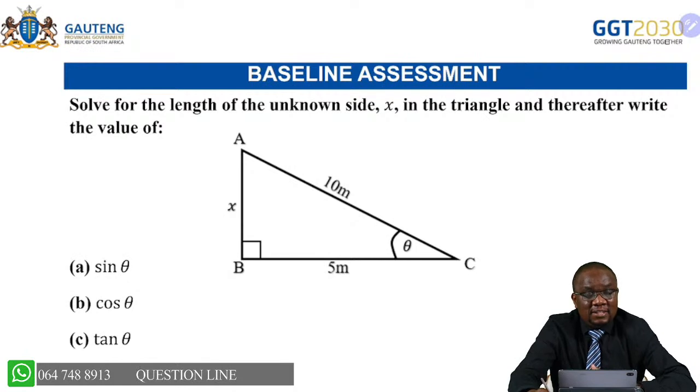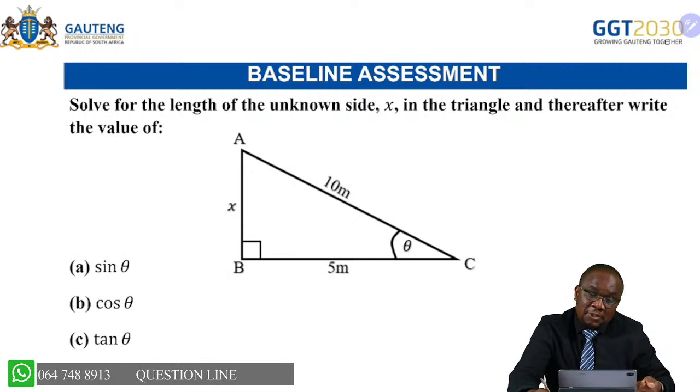And then after that, we're going to write our three trigonometric ratios: sine theta, cos theta, and tan theta. Leave your answer in surd form. Don't write it as a decimal. Surd form can be like root 3, square root of 3, or 2 root 3, something like that. Okay, you leave your answer in surd form.